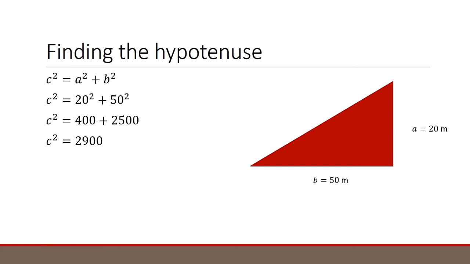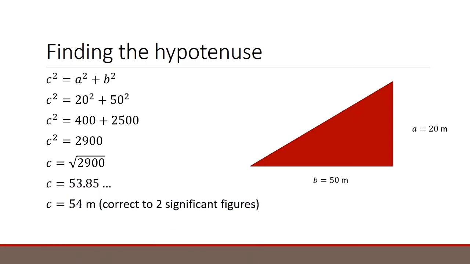To find c, we need to take the positive square root. We're dealing with distance, so we don't need to know the negatives. So the positive square root of 2,900 equals 53.85 and so on, which is 54 metres, correct to two significant figures.